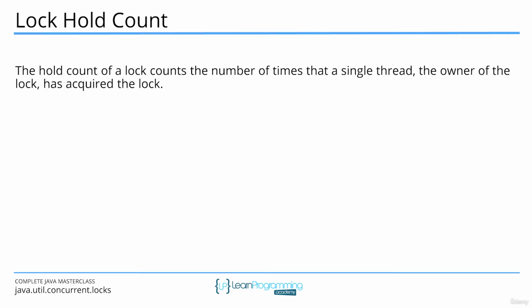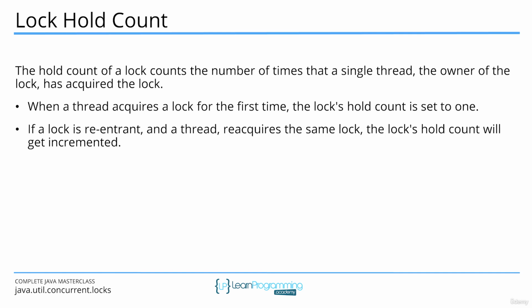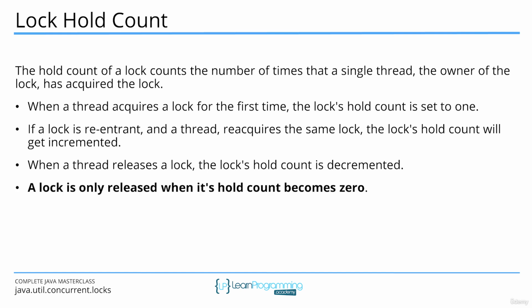The hold count of a lock counts the number of times that a single thread, the owner of the lock, has acquired the lock. Maybe that doesn't seem to make sense because you might imagine this is always 1. But remember, in this case, the lock is reentrant. When a thread acquires a lock for the first time, the lock's hold count is set to 1. If a lock is reentrant and a thread, in a subsequent method call for example, reacquires the same lock, the lock's hold count will get incremented. When a thread releases a lock, the lock's hold count is decremented. A lock is only released when its hold count becomes 0.